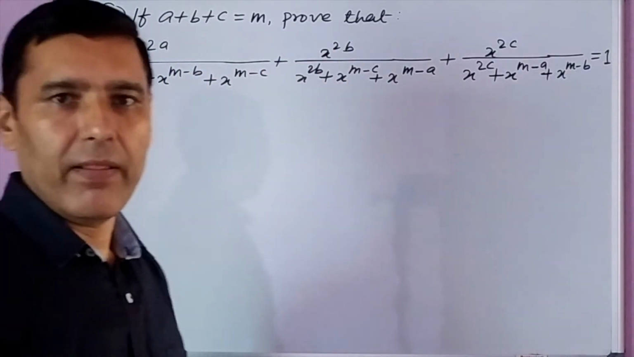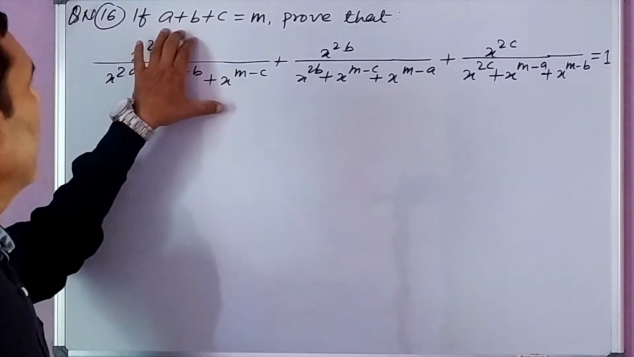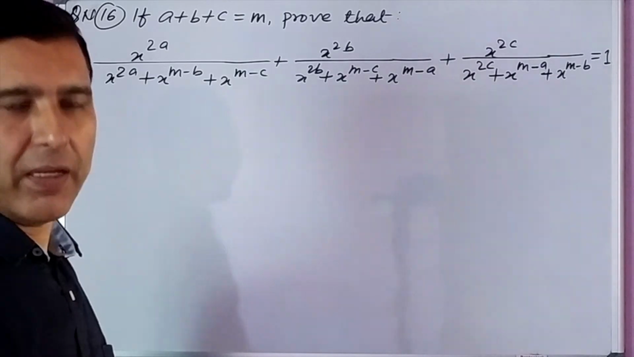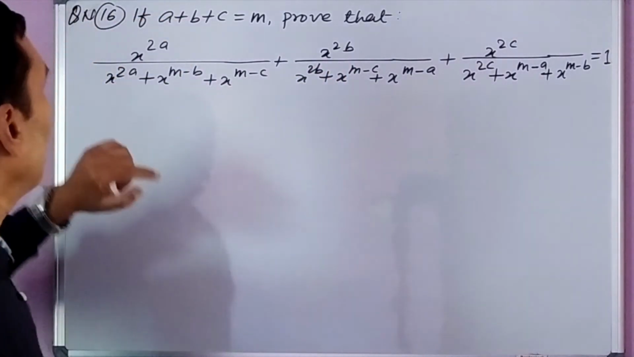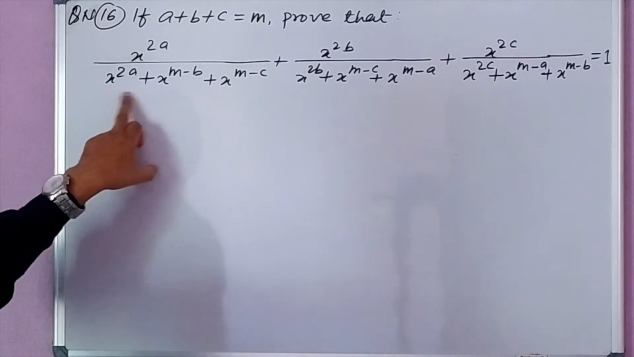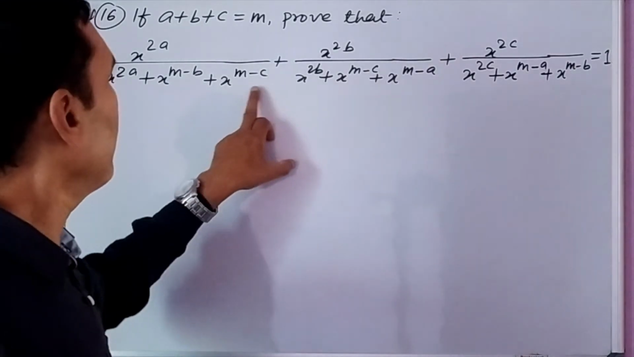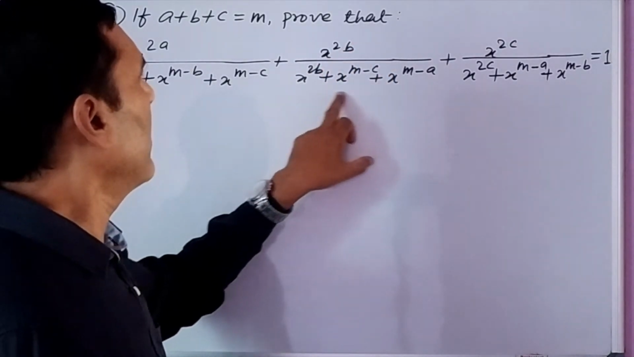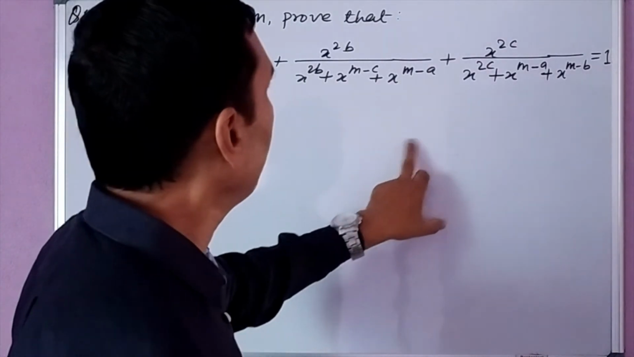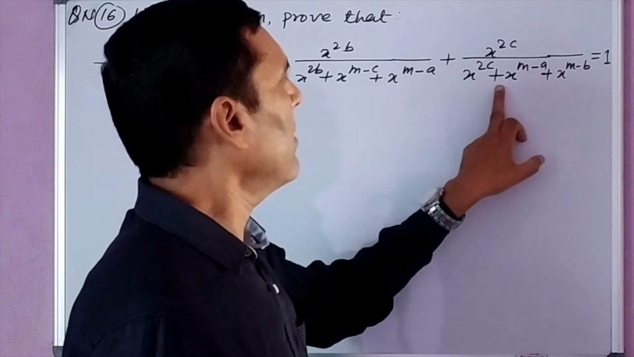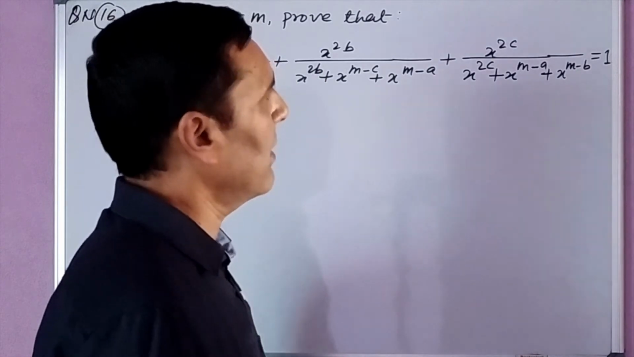It is slightly different than the questions we solved in the previous numbers. We are given here a plus b plus c is equal to some constant, and we have to prove that f to the power 2a upon f to the power 2a plus f to the power m minus b plus f to the power m minus c, plus f to the power 2b upon f to the power 2b plus f to the power m minus c plus f to the power m minus a, plus f to the power 2c upon f to the power 2c plus f to the power m minus a plus f to the power m minus b is equal to 1.